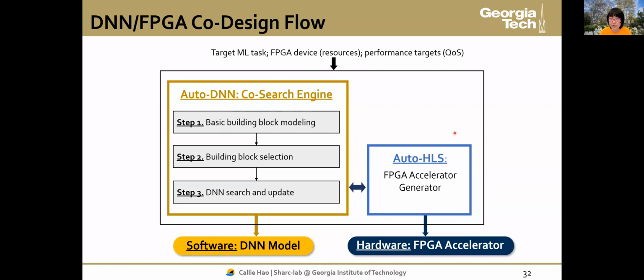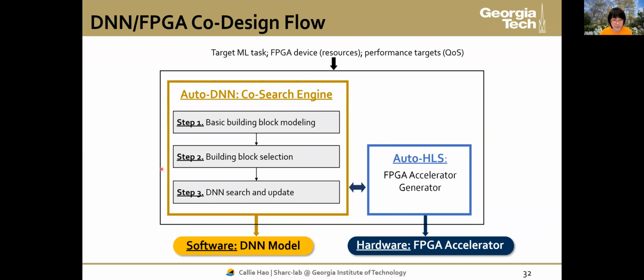And then we have an auto HLS. HLS is just the way to write or to design the FPGA accelerator. It's not super important. So we have another engine here to generate the FPGA accelerator, right? So the first engine is used to generate the DNN model. The second engine is used to generate the hardware accelerator. And this engine is responsible for choosing the basic building block. As we said, this is quite important.